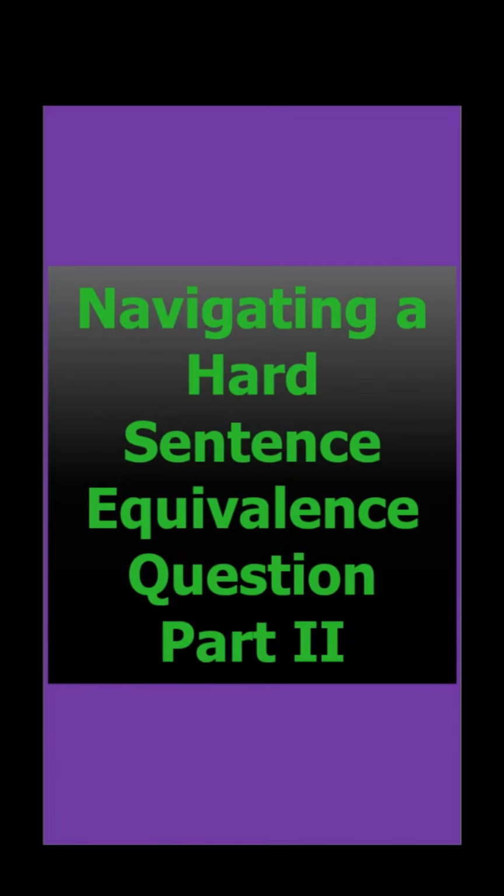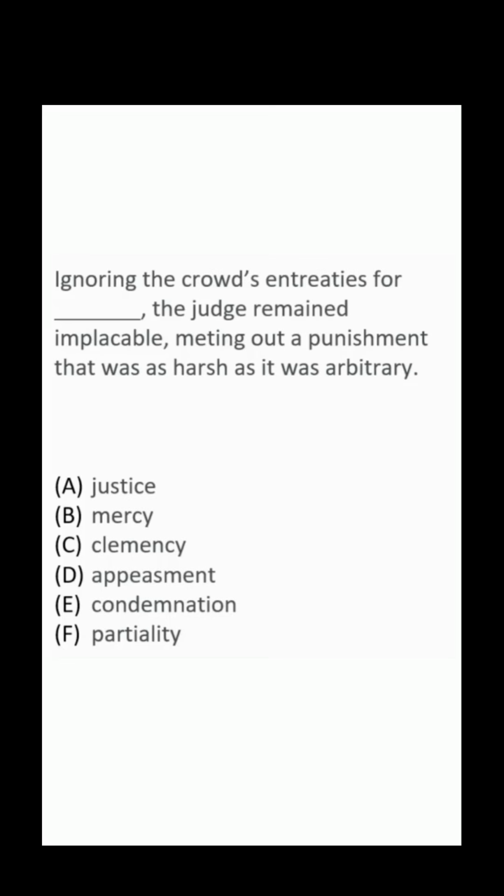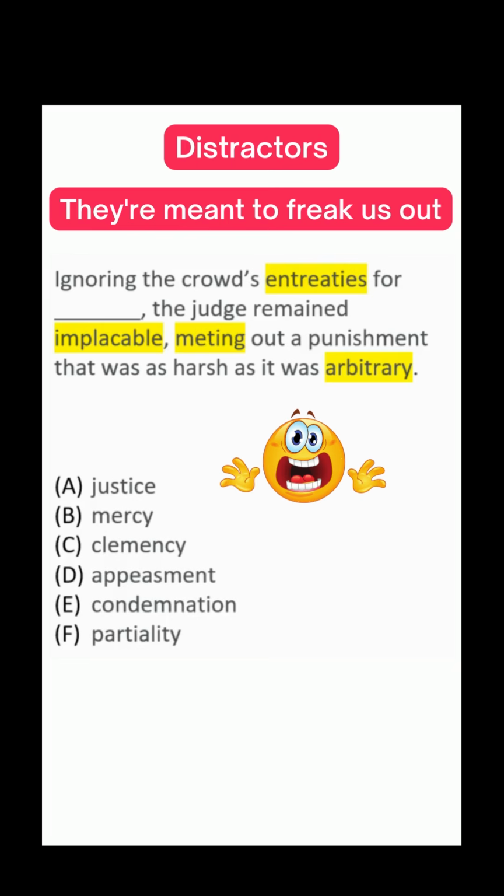But that doesn't mean you aren't going to encounter words you don't know on test day. So let's see what happens when we have a sentence equivalence with higher level vocabulary. Here is our old friend, that question you tried. And in this sentence, we have entreaties, we have implacable, we have meting, we have arbitrary. These aren't necessarily the most uncommon words in the world, but they're certainly not words that show up all that often in everyday English. So these are distractors. They're meant to freak us out.